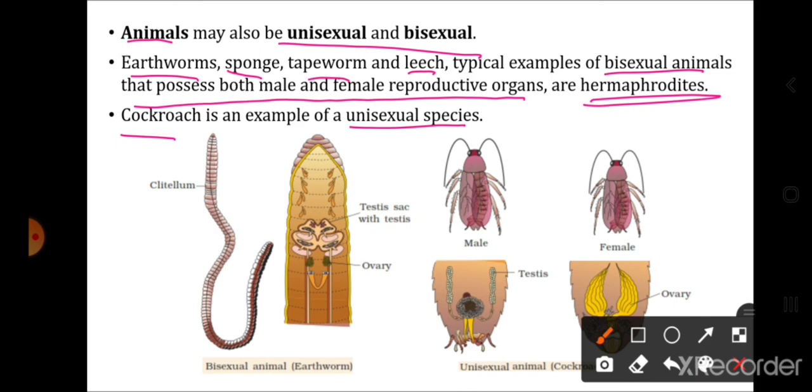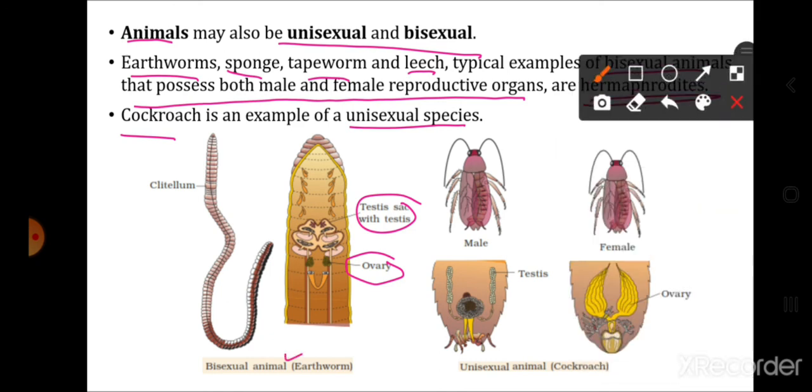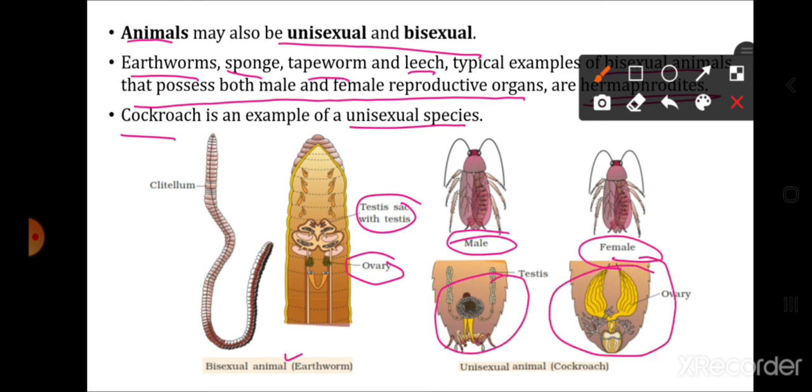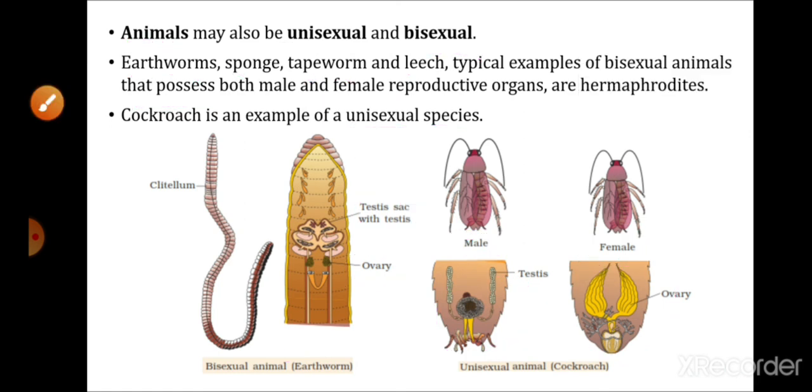See students, this is an earthworm. Earthworm has testis as well as ovary. So it is which type of organism? Bisexual. Whereas this is a cockroach where the male cockroach is different, the female cockroach is different, and so the male and female reproductive organs are present in different individuals. So that is regarding the sexuality in organisms.